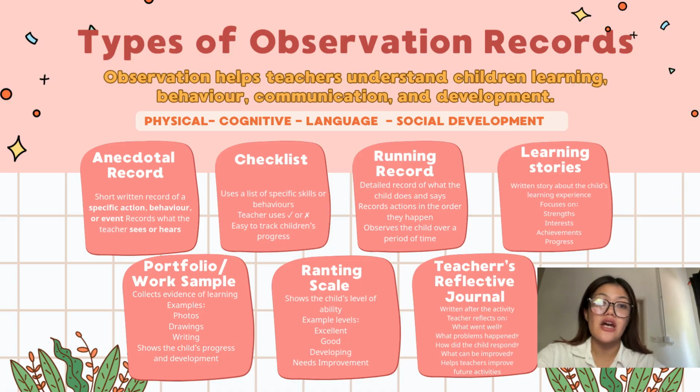Rating scales show the child's level of ability, and reflective journals help teachers improve their teaching. By choosing a suitable observation method, teachers can gain a better understanding of the child's physical, cognitive, language, and social development.